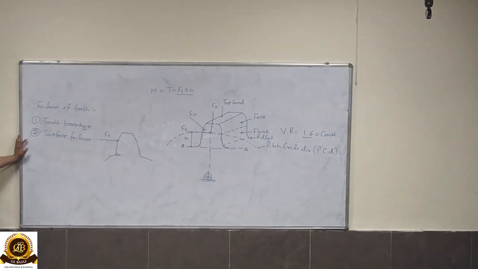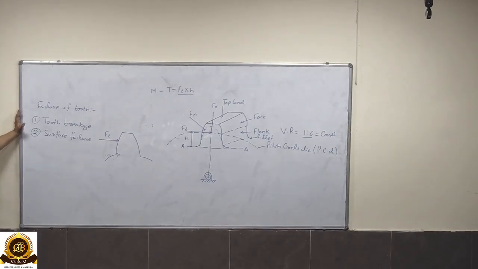The involute tooth profile is popularly used in industries because of its manufacturing. The manufacturing cost is very low as compared to the cycloidal tooth profile, because a single tool, a single curve, is used to generate a tooth profile.